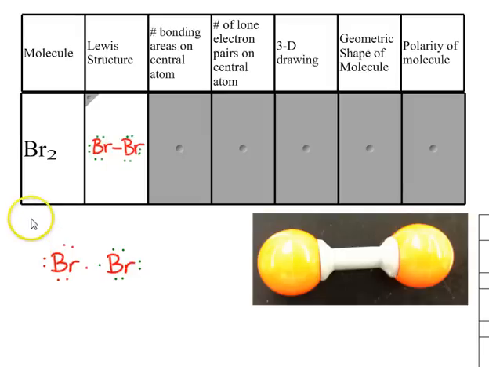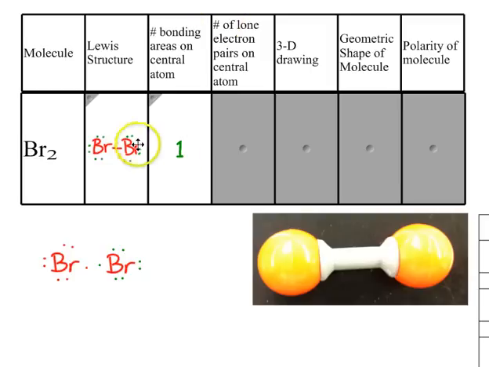Now, if you look at this Lewis structure, we're going to count the number of bonding areas on the central atom. There is no central atom because this molecule is diatomic. There's no one atom that's in the center of all the others. So we can consider either one of these bromines. If we look at this bromine, we want to determine the number of bonding areas on this atom. This particular molecule just has 1 bonding area.